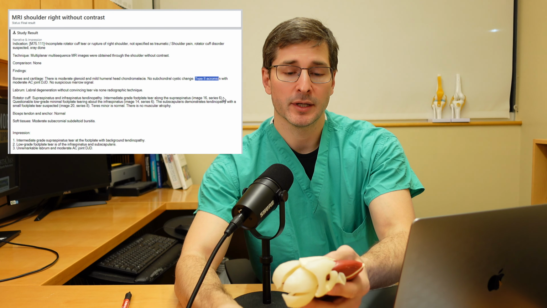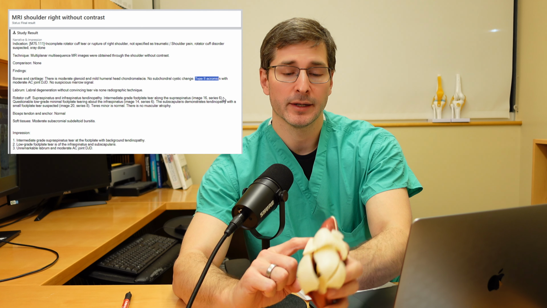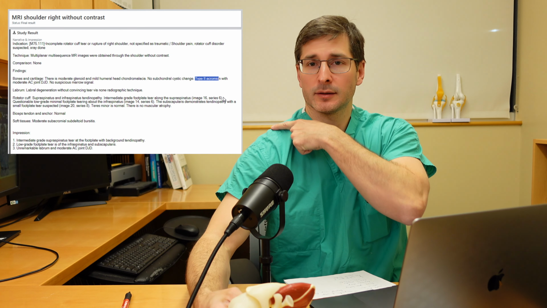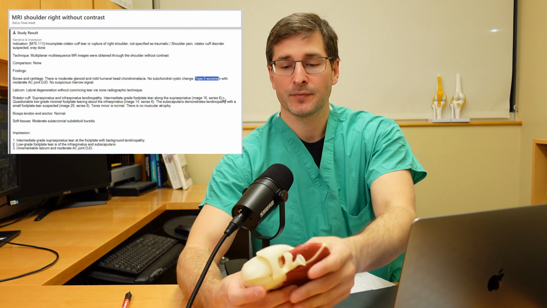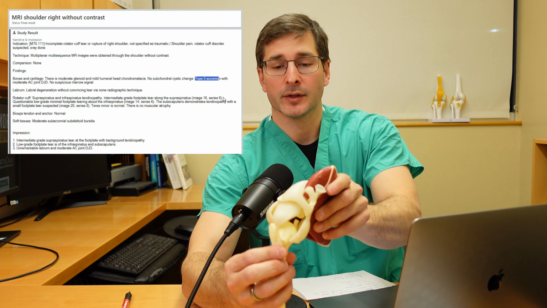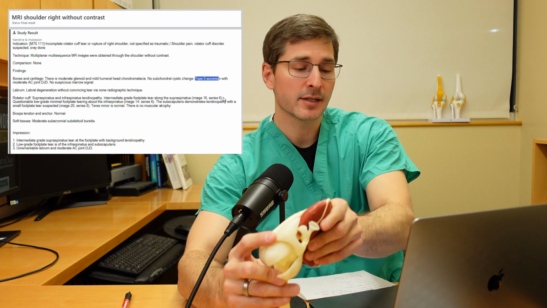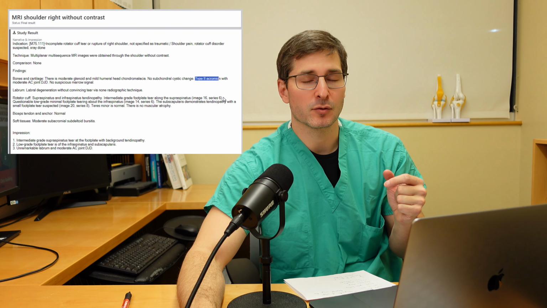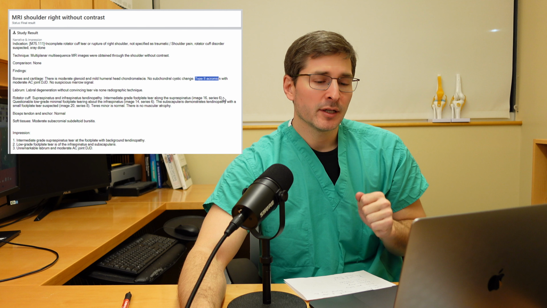And so the acromion is part of the shoulder blade where it comes out over the lateral part of the shoulder and overhangs the top of the arm bone like this, just like that. And so that's the acromion. And so when they refer to a type 2 acromion, they're referring to sort of the shape of the acromion.